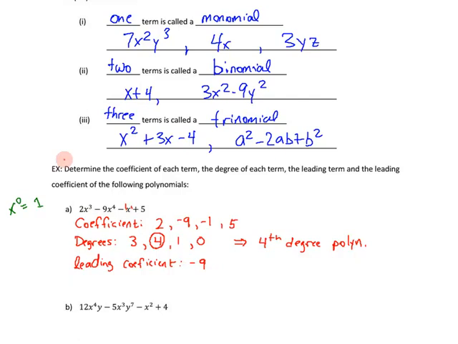Well, I should say, let me do this. Let's do the leading term first. And of course, the leading coefficient would be the coefficient of that term. I think that's the order I asked for here. So the leading term is negative 9x to the 4th, and the leading coefficient, abbreviated COEF, is negative 9.